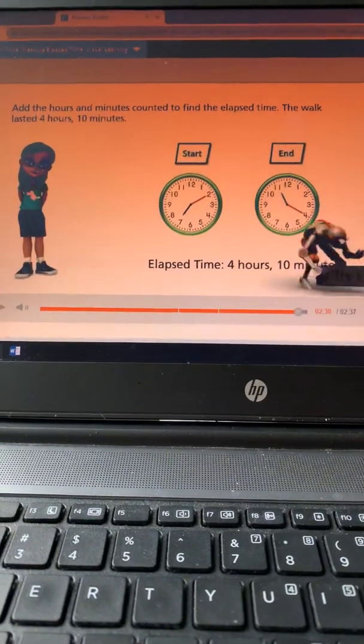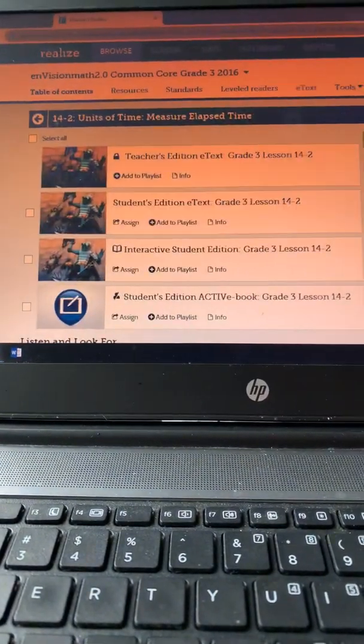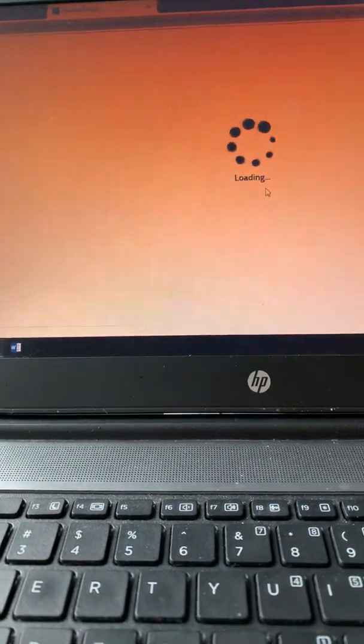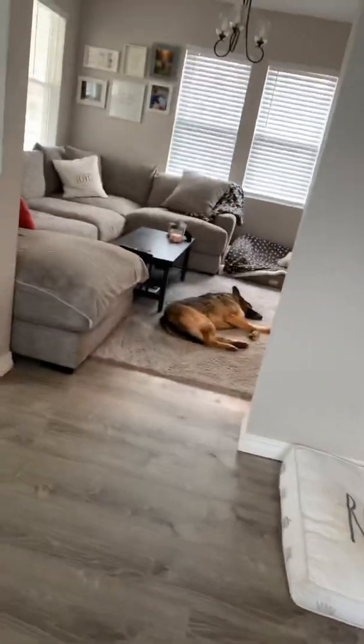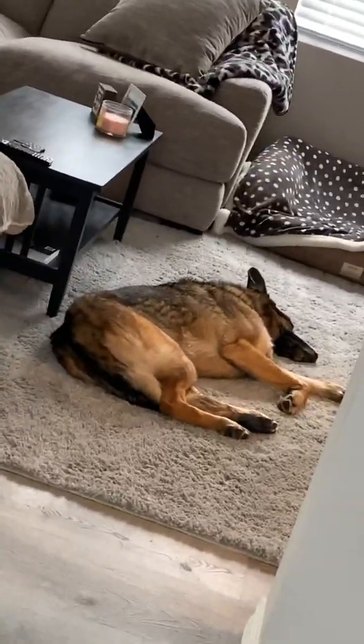All right, let's go ahead and start it together here. All right? Everybody say hi to the sleeping pup.